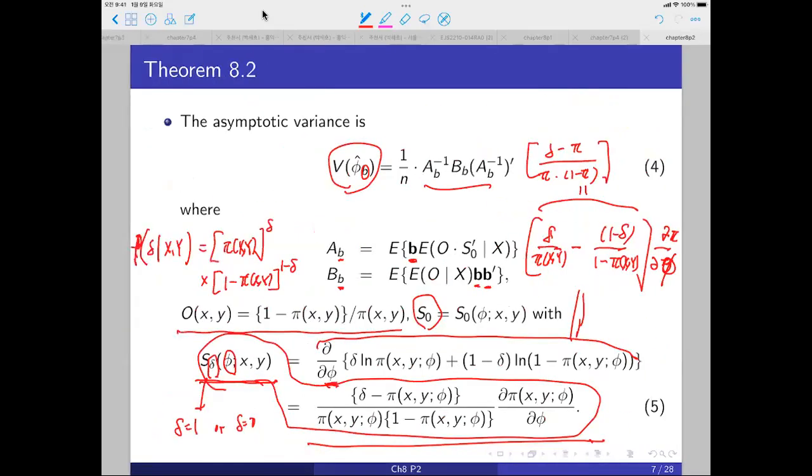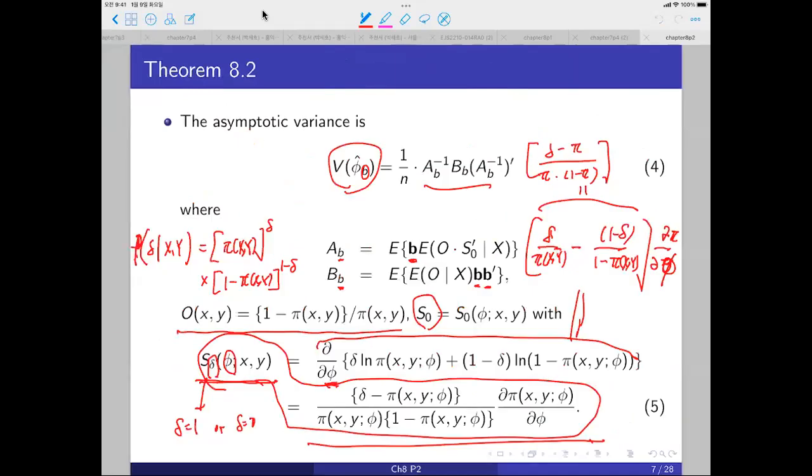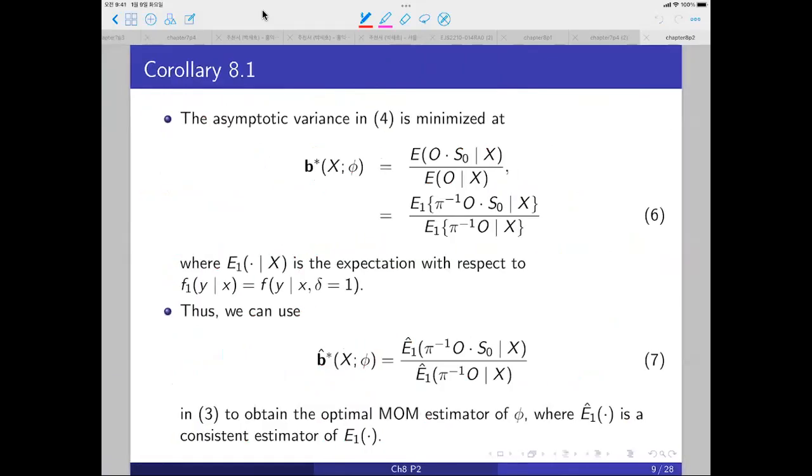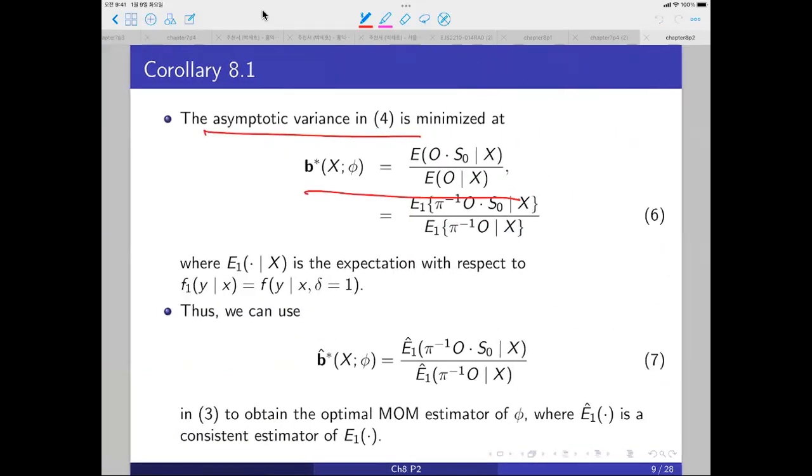So that is the first step. We get this asymptotic variance in terms of B. Now this is quite an interesting problem: how do you find the optimal B, minimizing this formula? If B is a scalar, you can easily prove it using the Cauchy inequality. Anyway, the answer is that you can obtain this solution, and we're going to show that soon. The asymptotic variance here is minimized at B star, which is this one, an expression involving the expectation of O times S0.